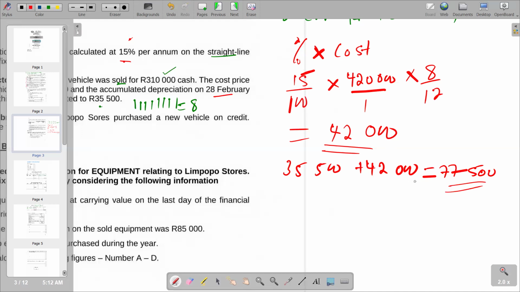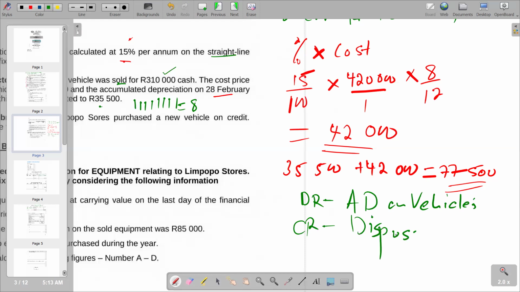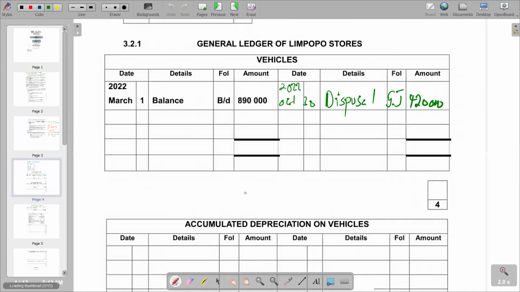So for this non-current asset that was disposed, you are now supposed to debit accumulated depreciation on vehicles, and then you credit disposal. We have both of the accounts in our question. So we go to the debit side of the accumulated depreciation on vehicles account, and then we put our 77,500. Then we go again to the credit side of disposal and put our 77,500. So we go there. We see that this is our accumulated depreciation on the second part here.